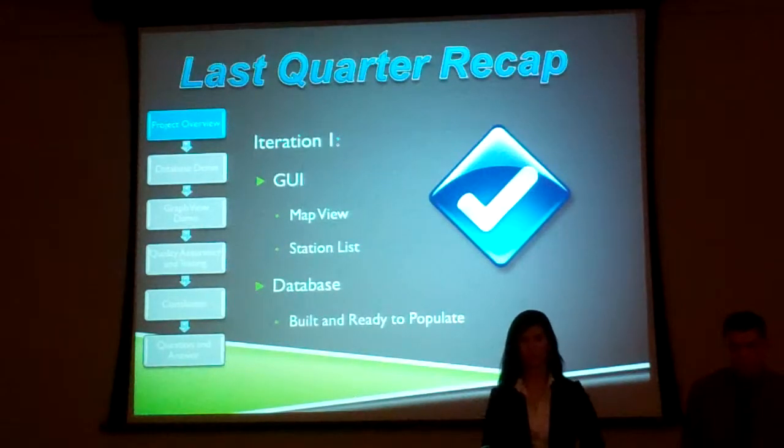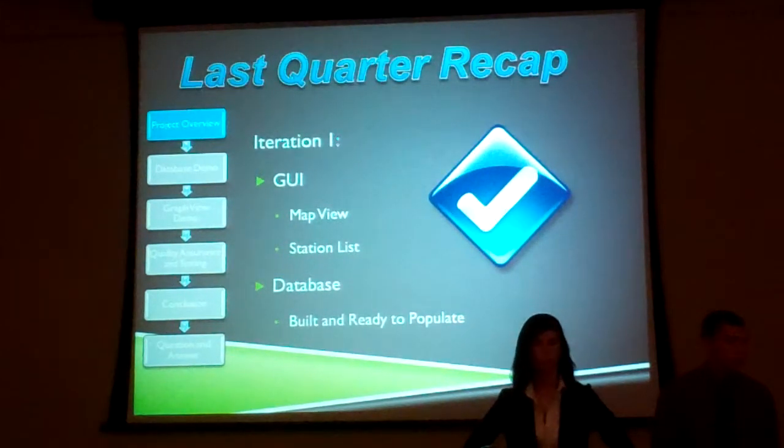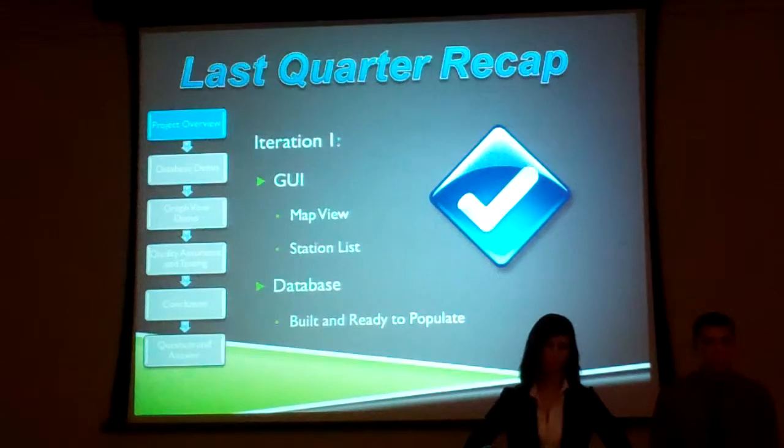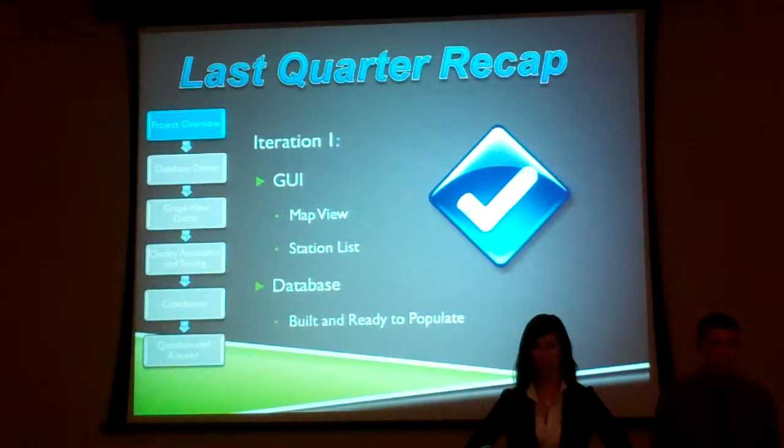All right, so last quarter, just to recap, we finished our first iteration, dividing last quarter and this quarter, and we had a GUI that was approved by our client with an appropriate layout and what they wanted. And that included a functional map view with the stations plotted, and you were able to view the streams for each station, along with a searchable site list. Also, the database schema was approved by our client, population, starting this iteration.